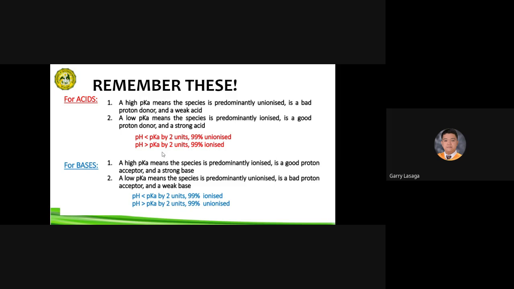So therefore, when we aim for the proper absorption of our drug, we need to decrease the pH in order for that particular acidic drug to be absorbed in the acidic environment.